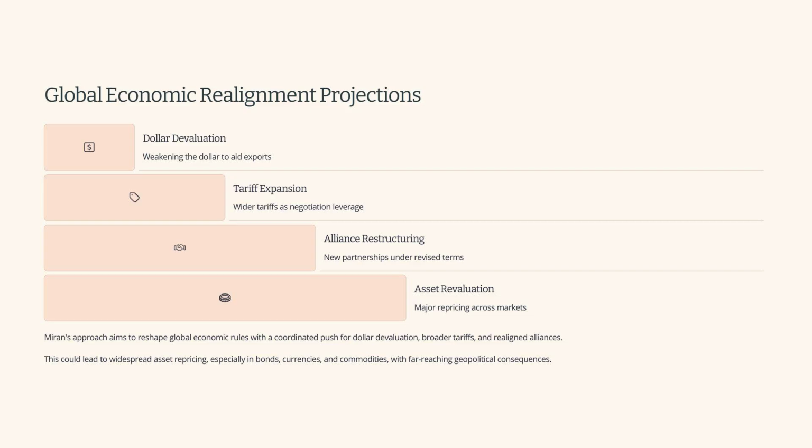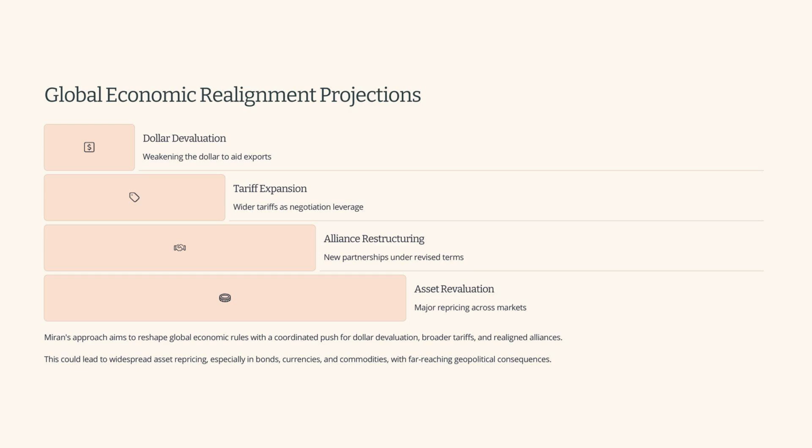This slide outlines global economic realignment projections. We anticipate dollar devaluation to aid exports. Tariff expansion will be used as negotiation leverage. Alliance restructuring will lead to new partnerships under revised terms. And asset revaluation will cause major repricing across markets.